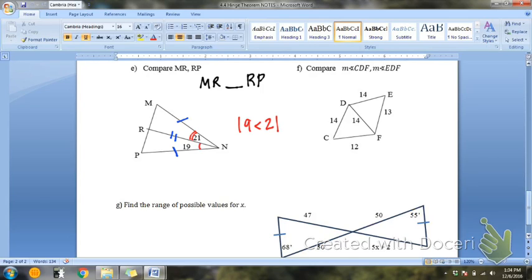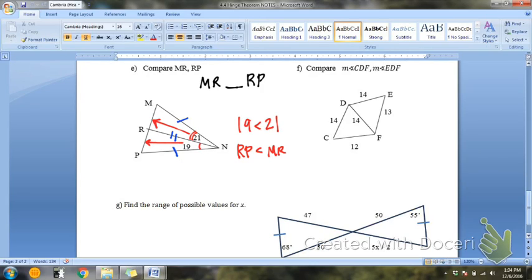Oh, yeah. Okay, so which side is across from 19? RP, right? And which side is across from 21? MR.